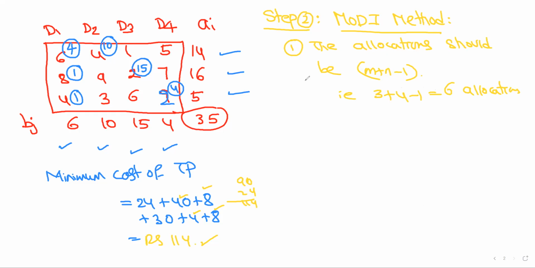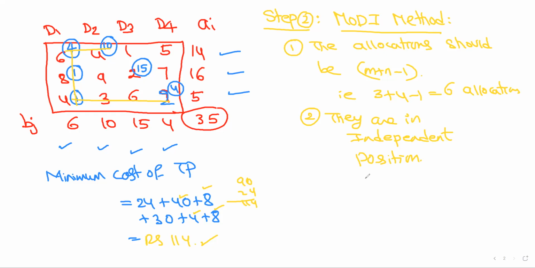And all the allocations should be in independent position. Check once, can you construct any closed loop here? I can join like this, I'll go here. Here, I'm not getting any vertical line, I'm getting a cross, so I can't construct any loop. They are in independent position. Independent positions should not form any closed loop.